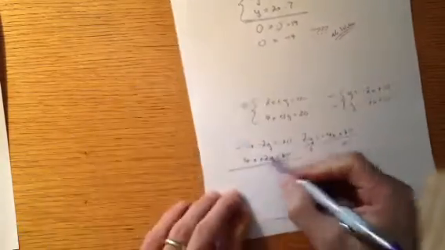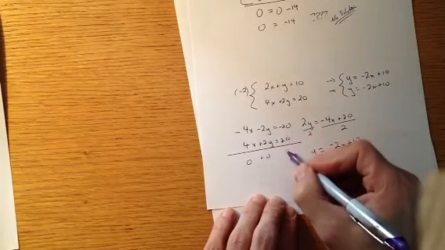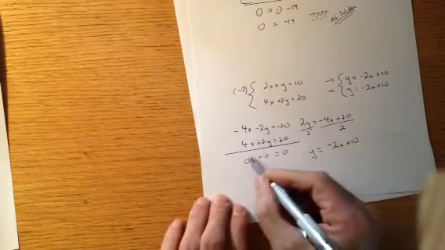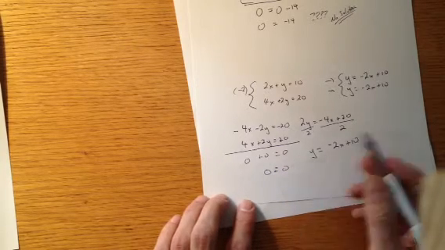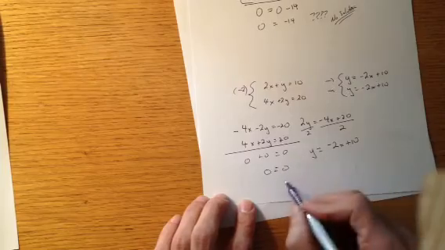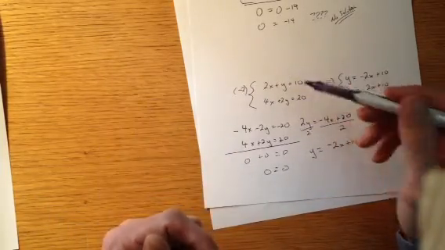And watch what happens. I add that up, I get 0. I add that up, I get 0. I add that up, I get 0. Well, when is 0 equal to 0? Always, right? 0 is always equal to 0. So that means that there are an infinite number of solutions to this system.